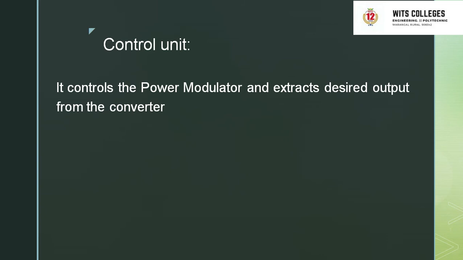Coming to the control unit, the main function of the control unit is to protect the power modulator. And when semiconductor converters are used, the control unit will consist of firing circuits, which employ linear and digital integrated circuits and transistors, and a microprocessor when sophisticated control is required.